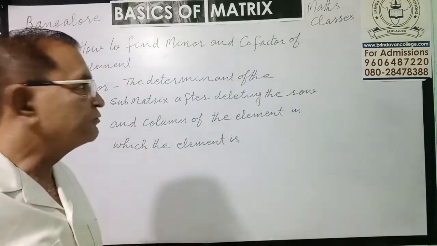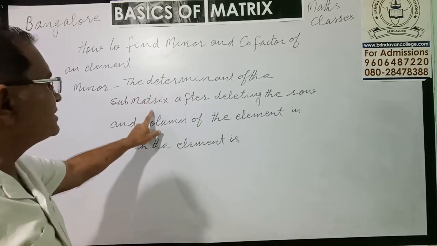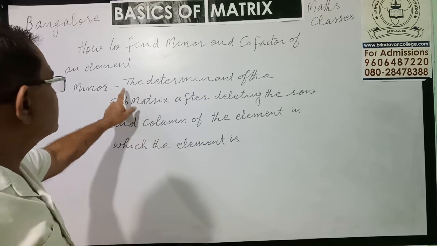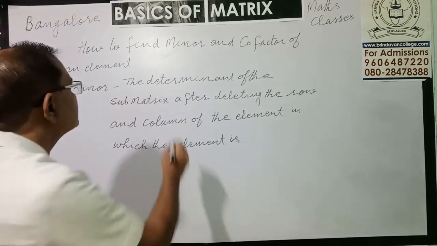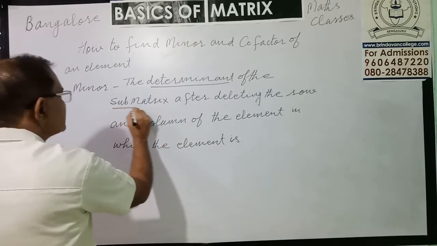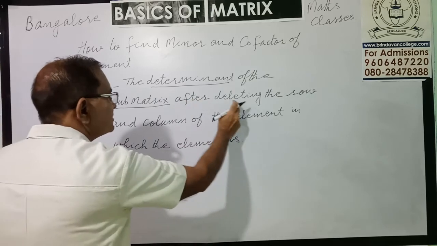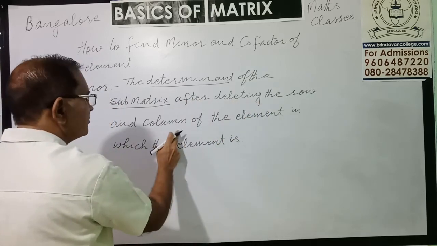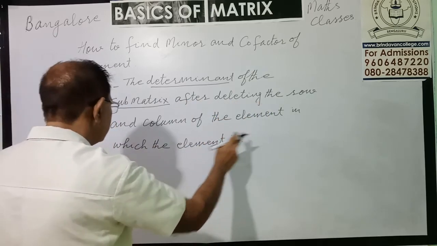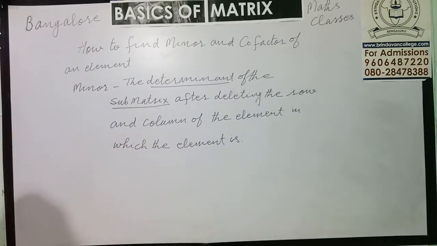See it once again carefully. The determinant of the submatrix. It means minor is the determinant of the submatrix after deleting the row and column of the element in which the element is. This is what we call a minor.